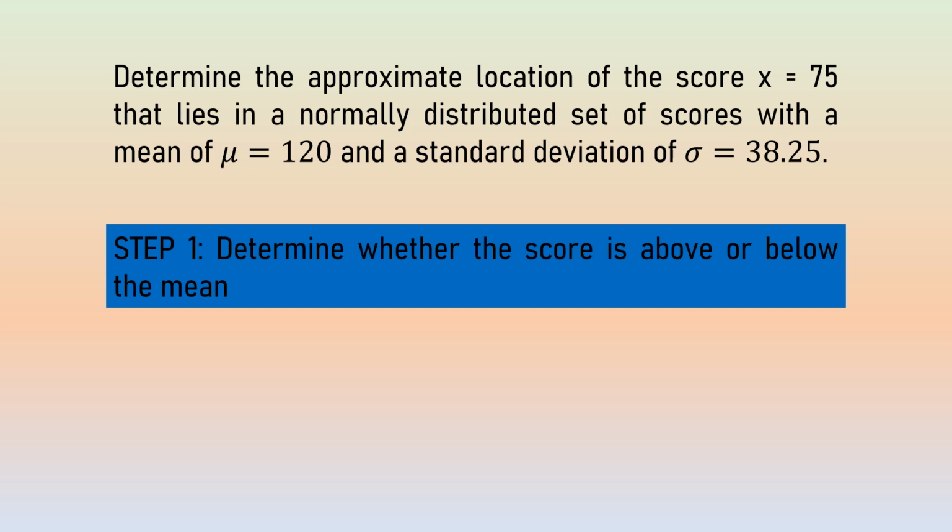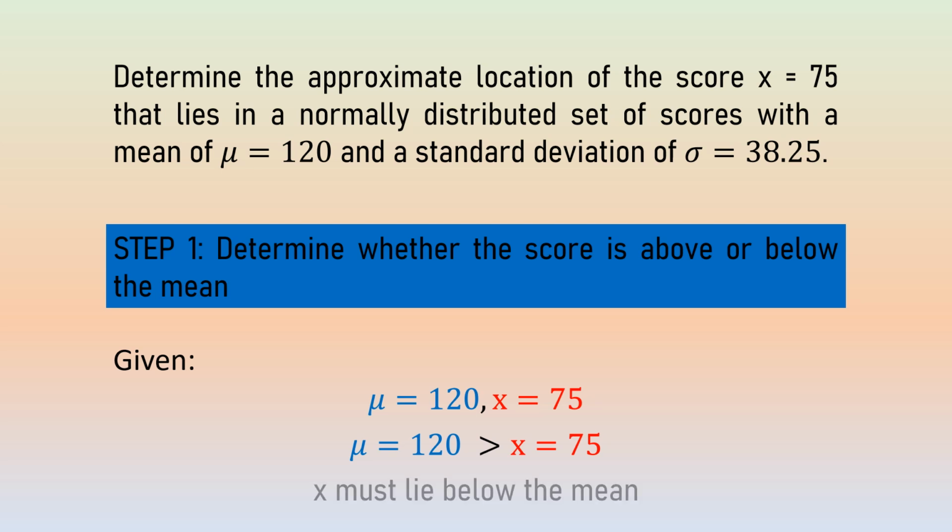First, determine whether the score is above or below the mean. Through the given, we can see that the mean of the scores is 120 and the score that we are looking for is 75. Since x equals 75 is less than the mean, which is 120, we can say that x must lie below the mean, or to the left of the mean.